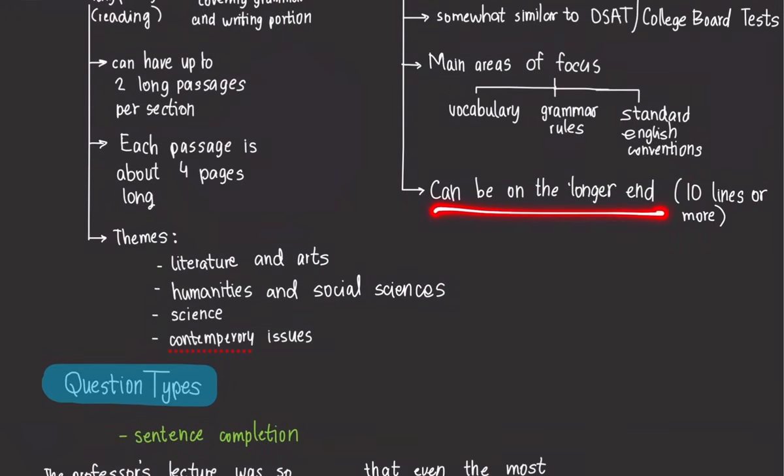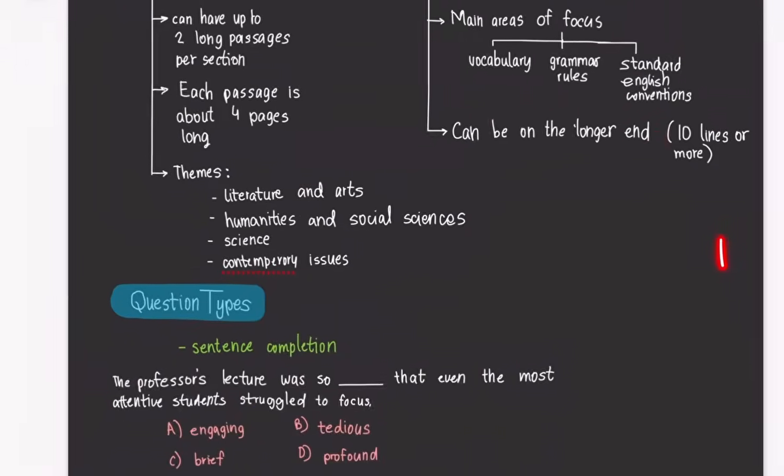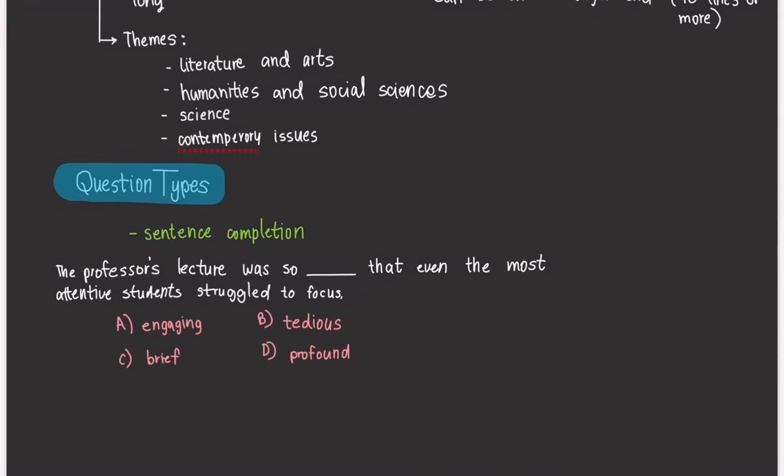This can be on a longer end because the passages, although called short passages, can be over 10 lines or more. So there are some major skills that you'll have to work on to be able to ace the English test overall. So now we're going to talk about the question types that you can expect to come on your LCAT test. The first one being that of sentence completion.